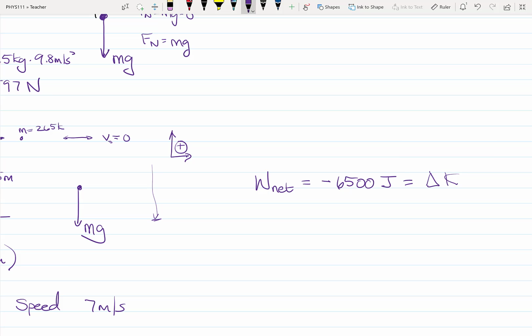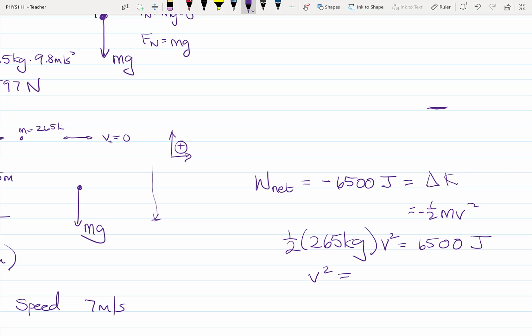And that, according to the work energy formula, is equal to the change in the kinetic energy. Our initial kinetic energy is 0 when the weightlifter is just holding the pose and the weights are just hanging out there in the air. And the final minus initial, we're going to get half times 265 kilograms times V squared equals 6,500 joules. And if you run those numbers, that gives you V squared is 49 meters squared per second squared, which again gives us a speed of 7 meters per second.